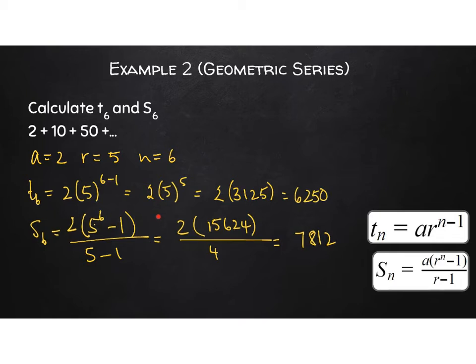After substituting the values in and remembering to do the exponent before you do the multiply, 5 to the 5 is 3,125, and 2 times 3,125 is 6,250. So the sixth term is 6,250. If I take the sum of the first six terms, I'm going to use this formula here, substituting the A for 2, the 5 in for the R, 6 in for the N, and then on the bottom the 5 for the R as well. When I evaluate this, keeping in mind that I need to do the exponent and then subtract the 1, and then multiply by 2 and then divide by 4, my final answer would be 7,812.